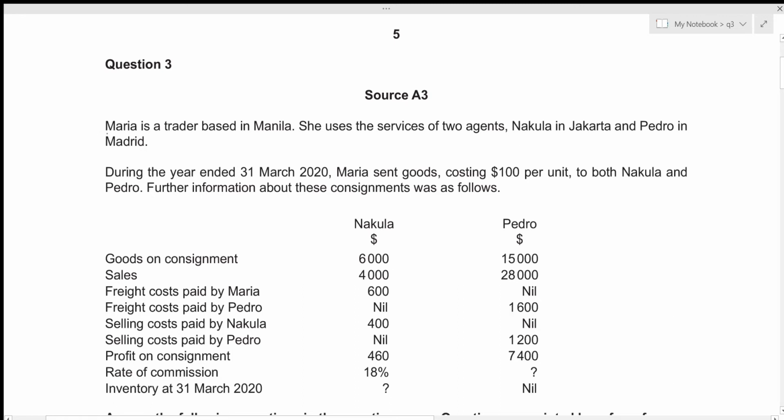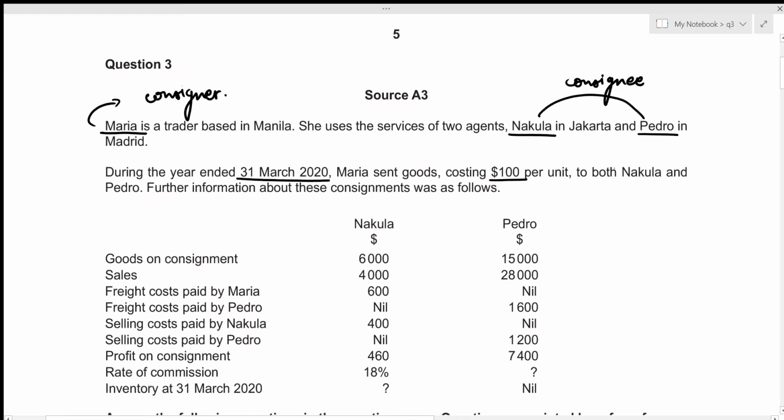Maria is a trader based in Manila, and she uses the services of two agents, Nakula in Jakarta and Pedro in Madrid. Okay, so in this case, Maria would be a consignor, right? And then Nakula and Pedro would be the consignee. Alright, then during the year ended 31st March 2020, Maria sent goods costing 100 per unit to both Nakula and Pedro, and further information about these consignments are given below.